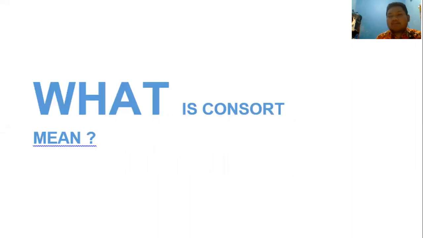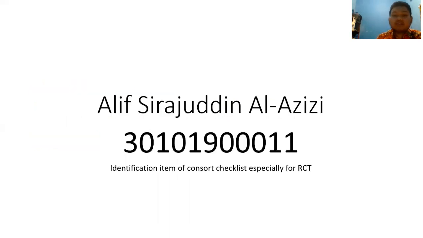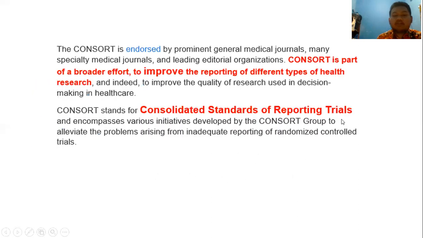I have a topic about the identification, but before we can identify, we must know what CONSORT means, because the identification is based on CONSORT. CONSORT is a standard used in medical journals. It is a part of improving the reporting of different types of health research, and then improving the quality of research that is used in decision making in healthcare.